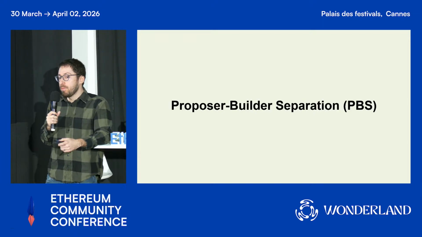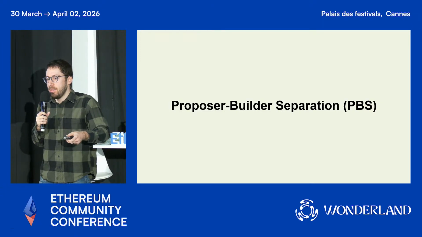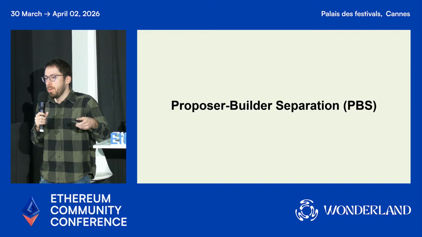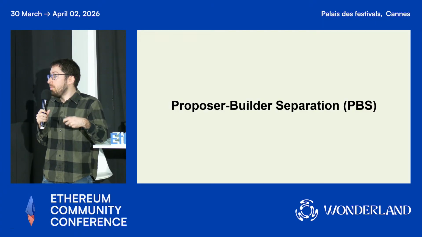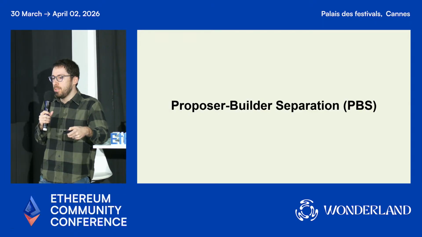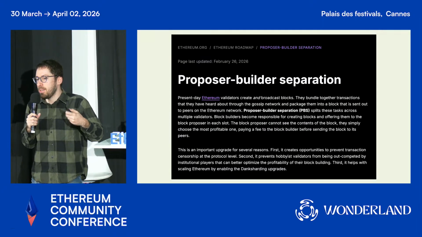And proof of stake led to the emergence of what's known as proposer-builder separation, which in short means that validators who are proposing the next block, the proposers, have one job, which is to get a block submitted, and the builders have one job, which is to build the most profitable block possible. There's a good research post on this.